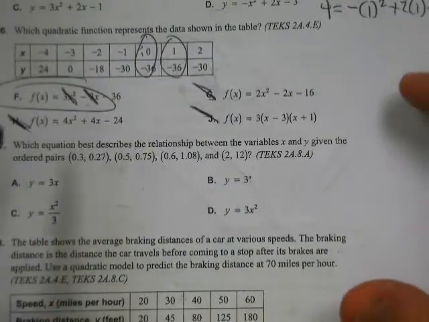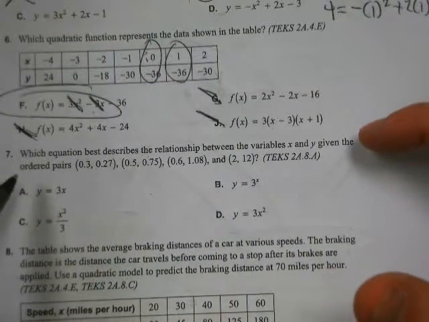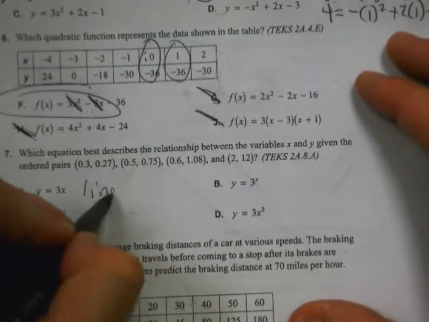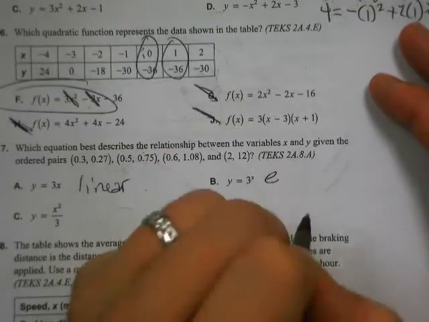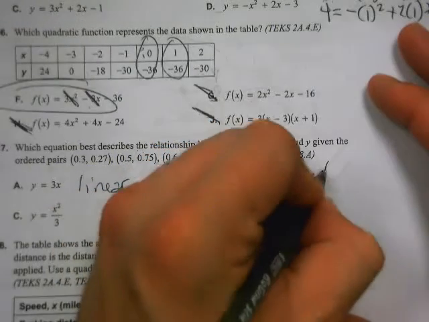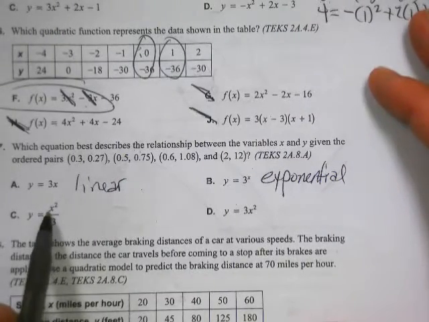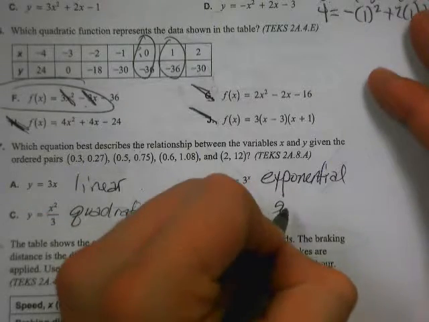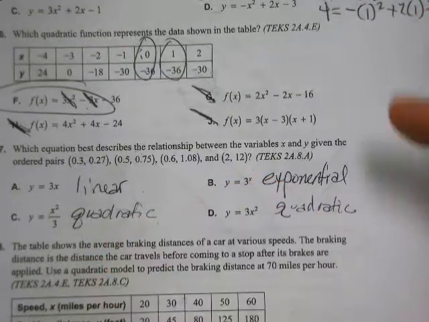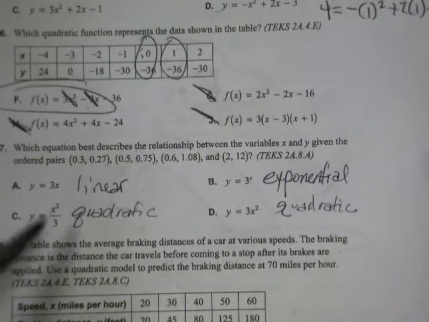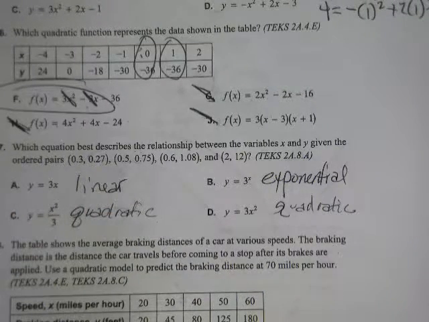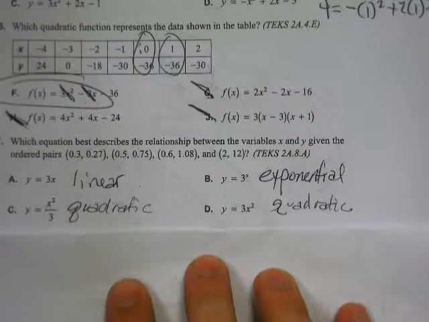All right, number 7: which equation best describes the relationship between the variables x and y with these coordinate points? Well, let's take a look at some of our equations that they give us here. Is it a linear function? Is it an exponential function? Is this a quadratic? The only way to really be able to figure this out, I think, without a calculator, the fastest way would probably be to look at a graph real quick. Let's take a closer look on a separate sheet of paper.